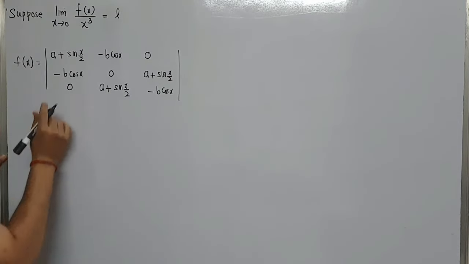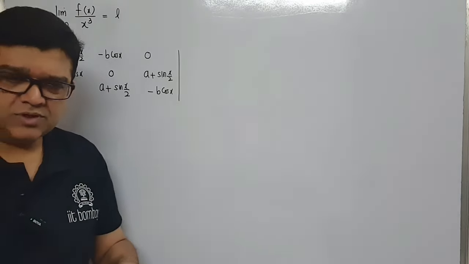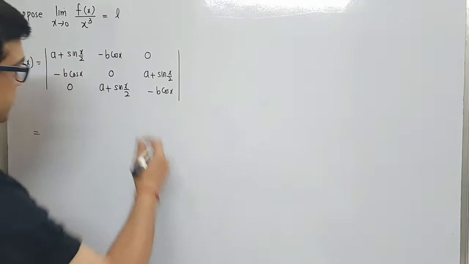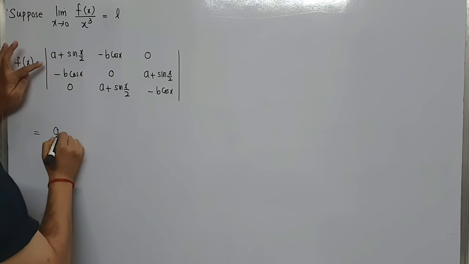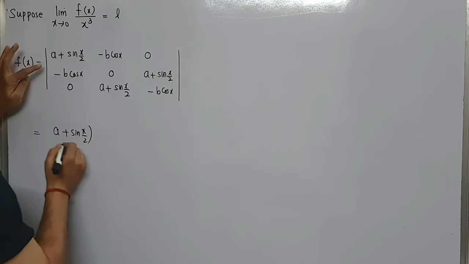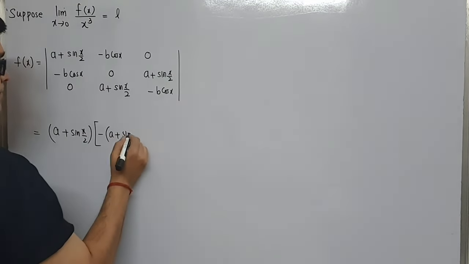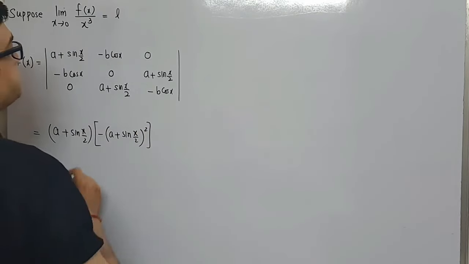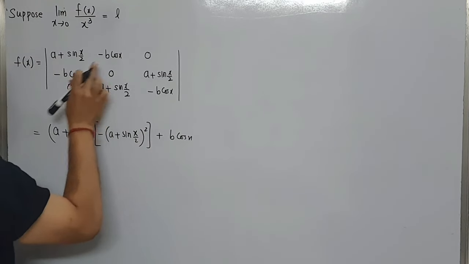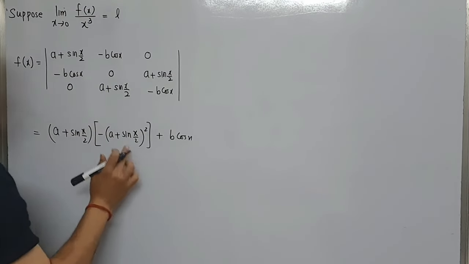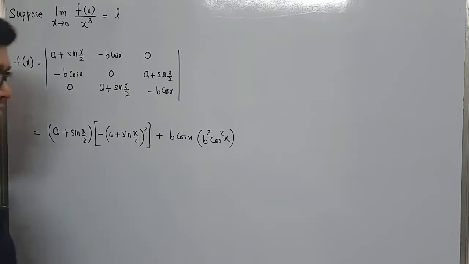So let us expand this determinant using the first row. Observe here, I can see 3 zeros here. So I'm not using properties here. It is better to expand because so many zeros are present. So when you expand using the first row, you will get (a plus sine x by 2) into this is 0 and this is negative of (a plus sine x by 2) square, right? That will be minus of minus plus b cos x, and this is also going to be b square cos square x minus 0.